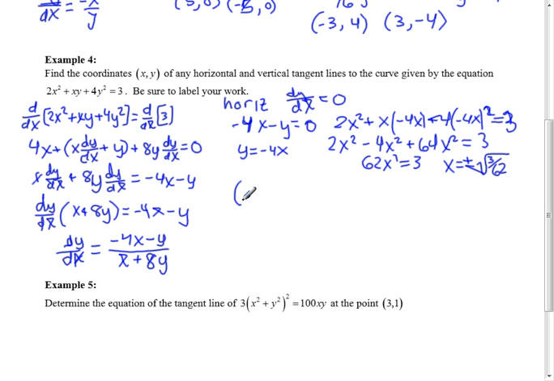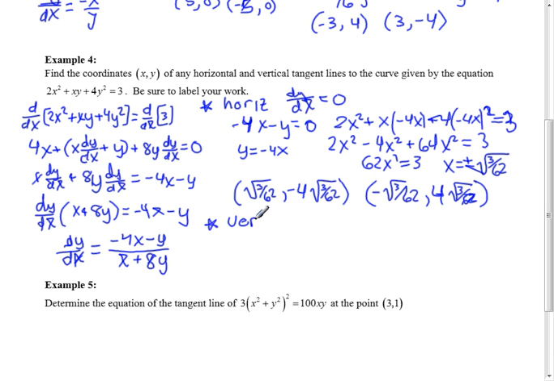Alright, now if we were looking for the points, we would just plug in the square root of 3 over 62, that's our x, and we can just multiply that by negative 4 to get our y value. And then we also had negative square root of 3 over 62, and now we can just multiply that by negative 4, so we get positive 4 times the square root of 3 over 62. So those are our two coordinates for the horizontal tangent line.